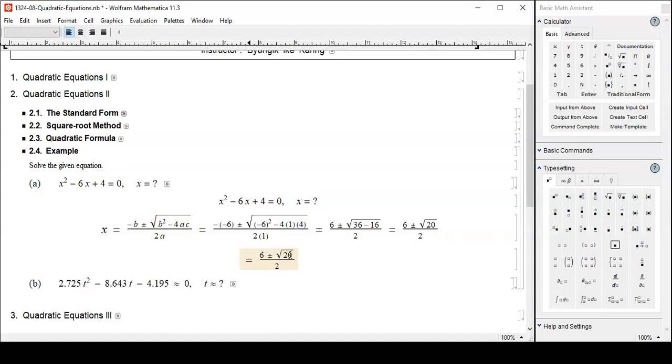Okay, 20 is 4 times 5, isn't it? And that 4 is a square number, so it can come outside of this square root. Square root of 4 is 2. So 2 times square root of 5. Okay, we're almost there. And divide both by 2, we get 3 plus or minus square root of 5.